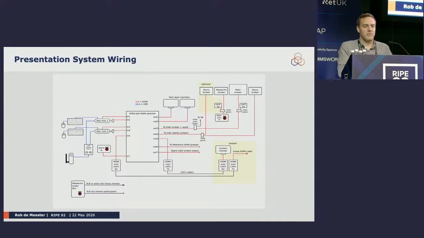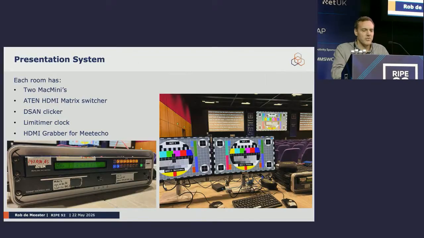Very fast about the presentation system. This is what it looks like on paper. It looks quite neat and tidy here. Again, in real life, maybe not so much. Each side room, or each room, has two Mac Minis connected to an HDMI matrix switcher. The slides are uploaded through our website. They get rsynced to the tech desk at the back every 5 minutes.